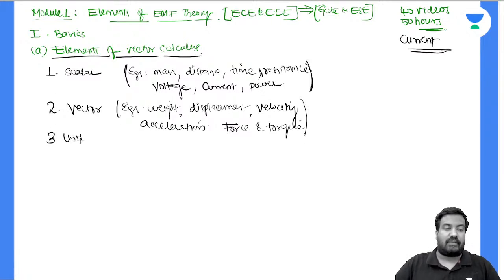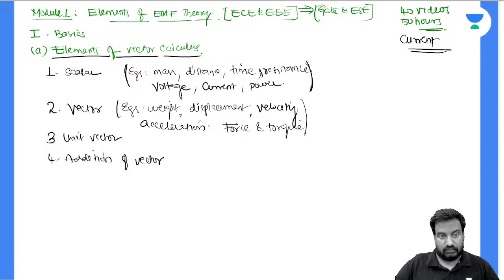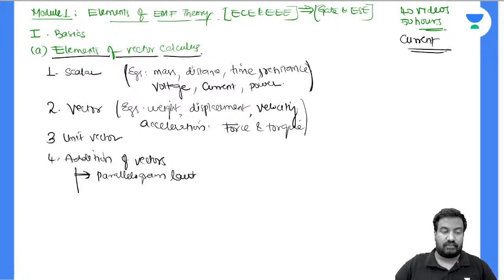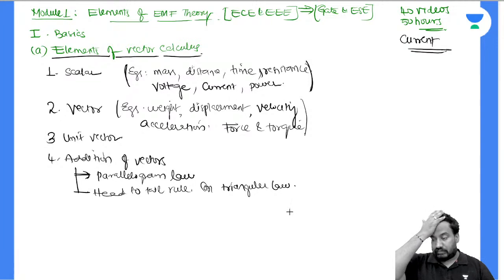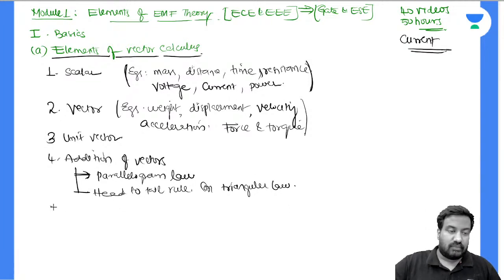Then we have seen unit vector. Unit vector always gives you the direction of vector. Then we have seen addition of vectors. Under addition of vectors, we have seen parallelogram law of addition and head to tail rule, also called as triangular law. It was addition of vectors.